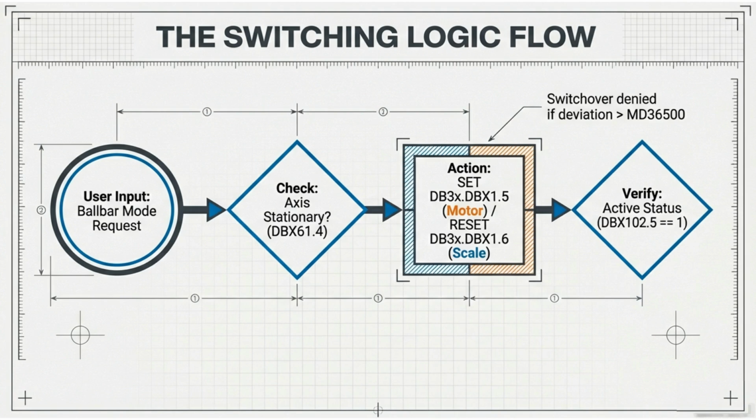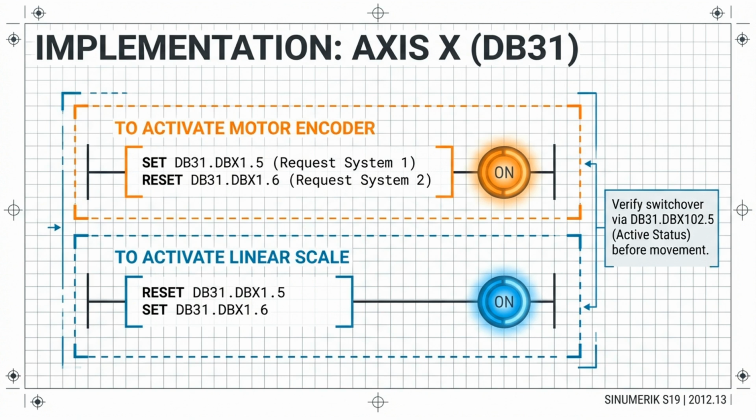The system checks if the axis is stationary, then performs the action to set the motor or reset the scale. Finally, it verifies the active status. To activate the motor encoder for axis X, DB31, set DB31.DBX1.5 and reset DB31.DBX1.6. To activate the linear scale, reset DB31.DBX1.5 and set DB31.DBX1.6. Always verify the switchover status before any movement.